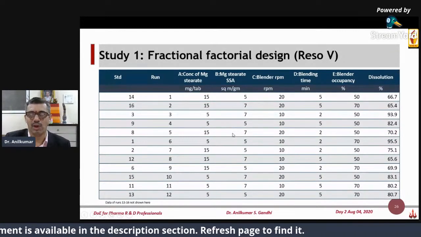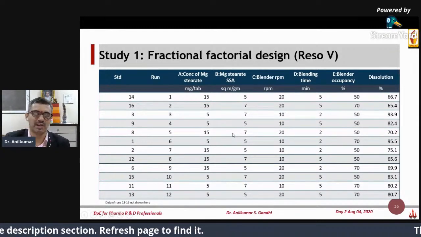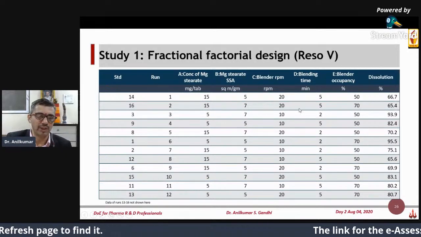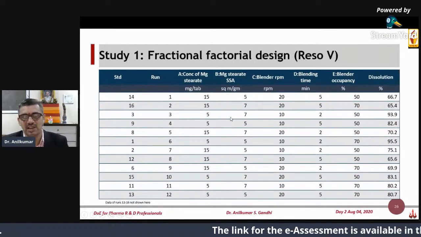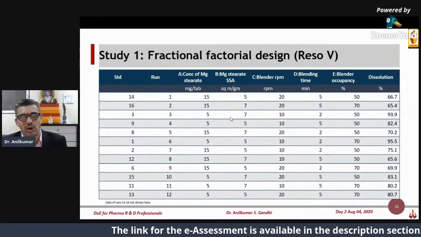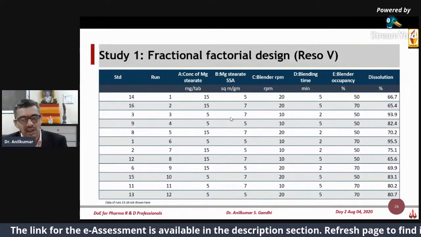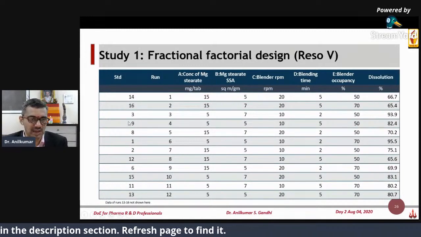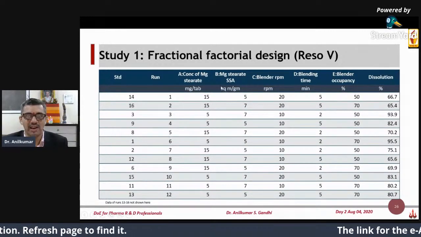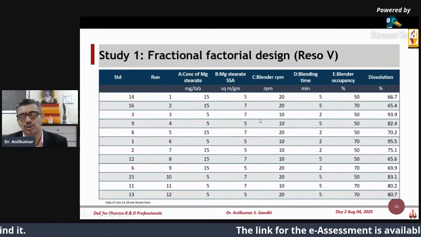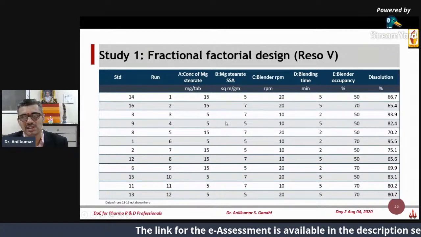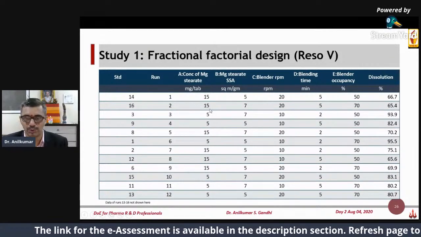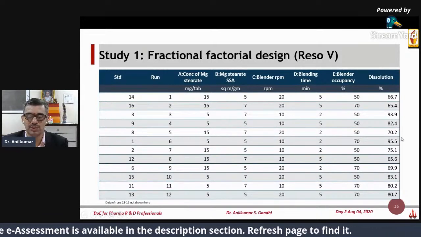This will follow the same pattern as we have done yesterday. When you select the design and give the factors, automatically the software will give you the runs, standard runs, randomized runs, and the labels of factors that you need to use for that. So everything is given for you, and you do those experiments and you feed in the dissolution data.